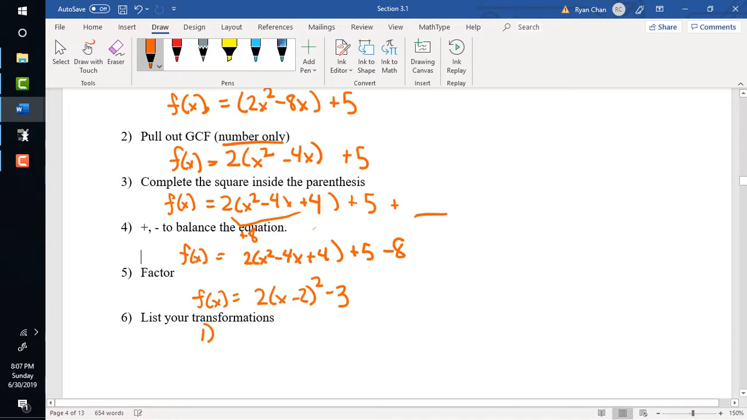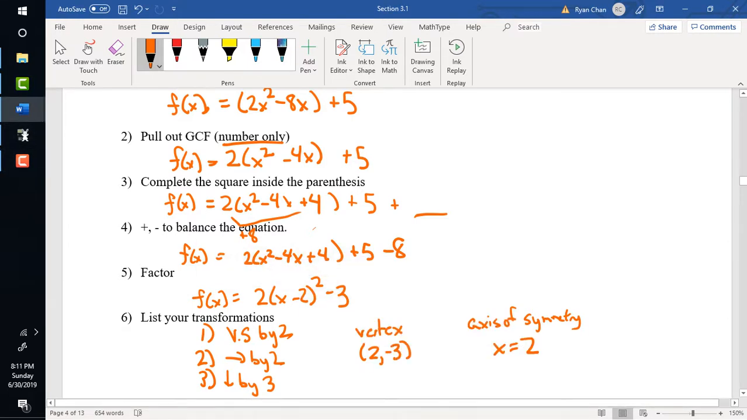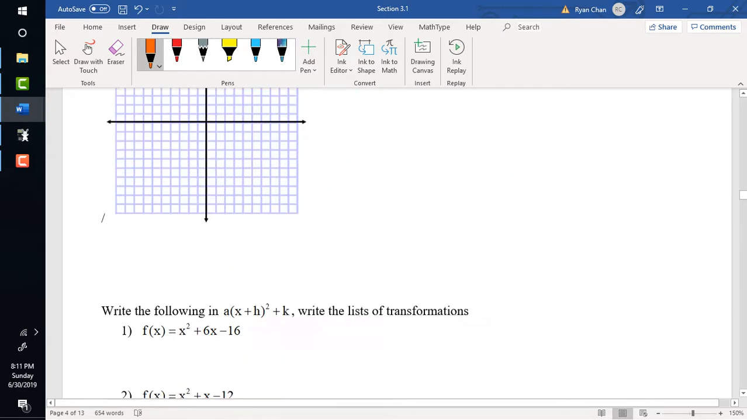So my transformations are, remember multiplication goes first, so vertical stretch by 2. I'm going to go 2 to the right. And then down by 3. My vertex is going to be 2 comma negative 3. And then my axis of symmetry is going to be x is equal to 2. And that would be it right there. Okay, so let's continue on working some more problems.